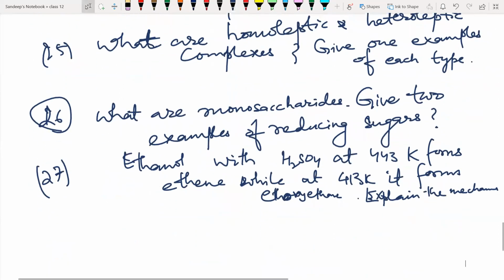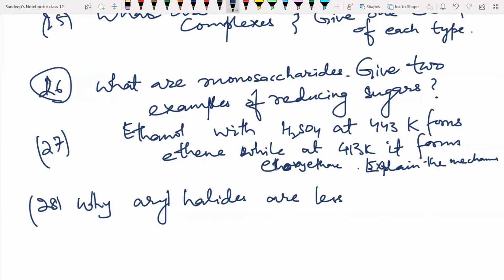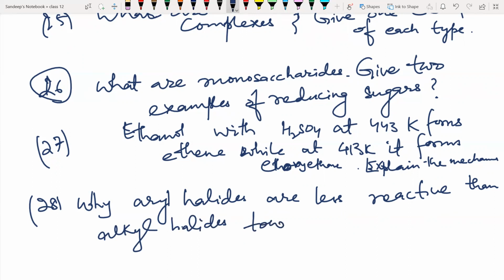Next question is 28. Explain why aryl halides are less reactive than alkyl halides towards nucleophilic substitution. So very easy question, direct from Telugu Academy or NCERT book. Very, very easy. Because aryl halides have double bond character. They are themselves nucleophilic. So why would they undergo nucleophilic substitution reaction?